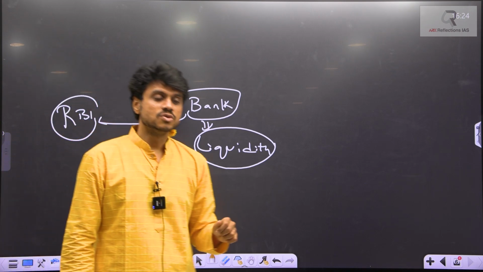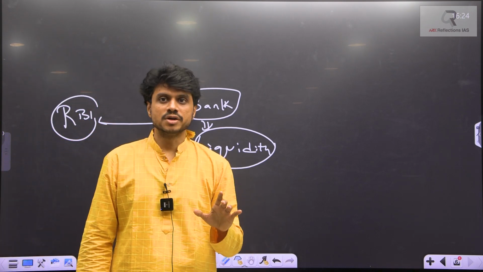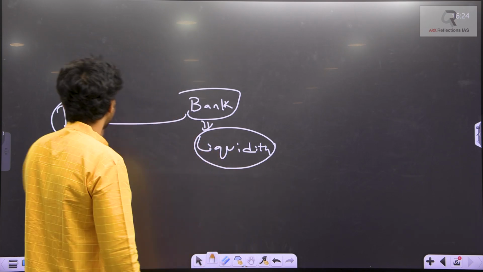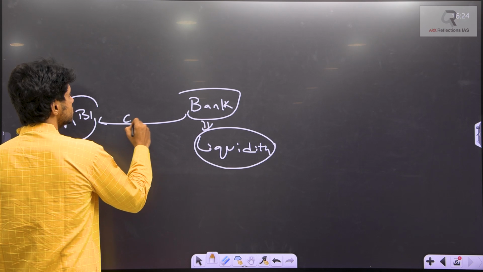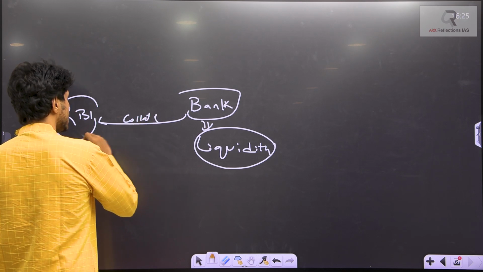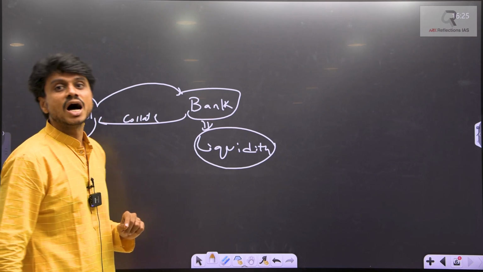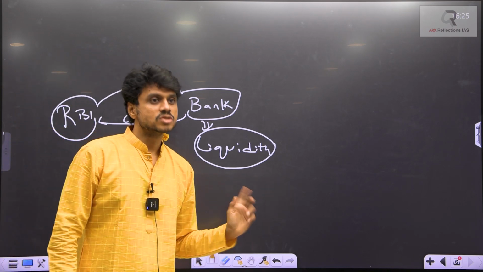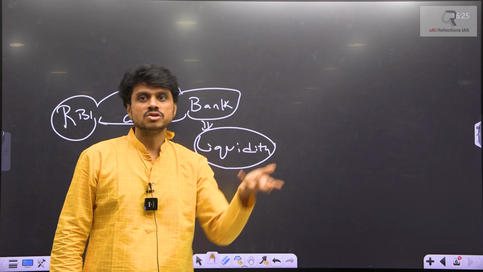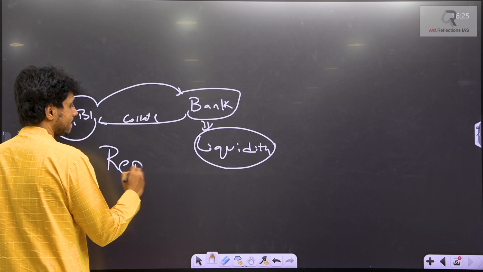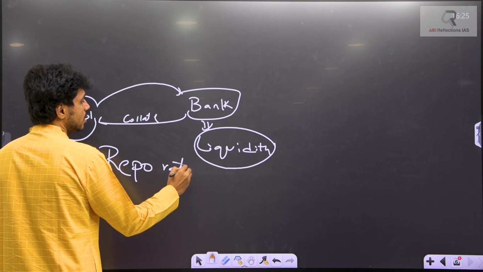RBI will say, you give us some collateral. Generally, government bonds they will keep as collateral and they will borrow money from the RBI. So they will give some collateral and take money from the RBI. But RBI will charge some interest on them because RBI is lending to them. So RBI has to receive some interest rate. That rate is called the repo rate. This is called repo rate.